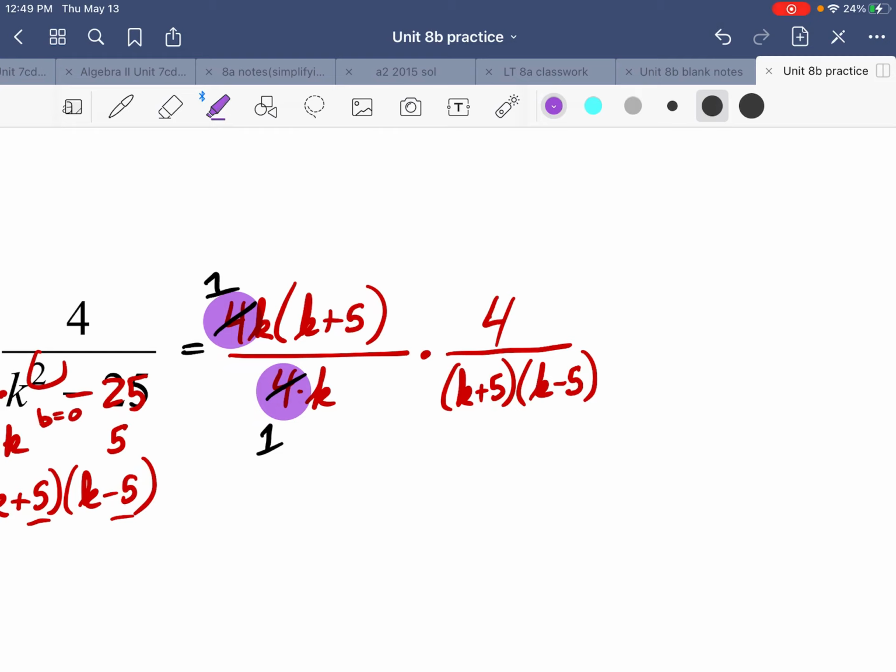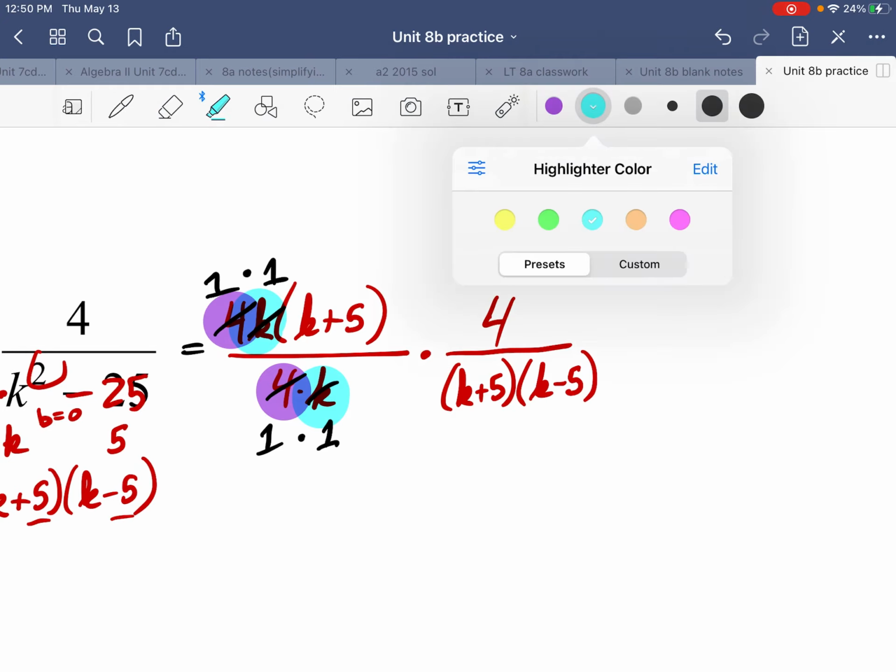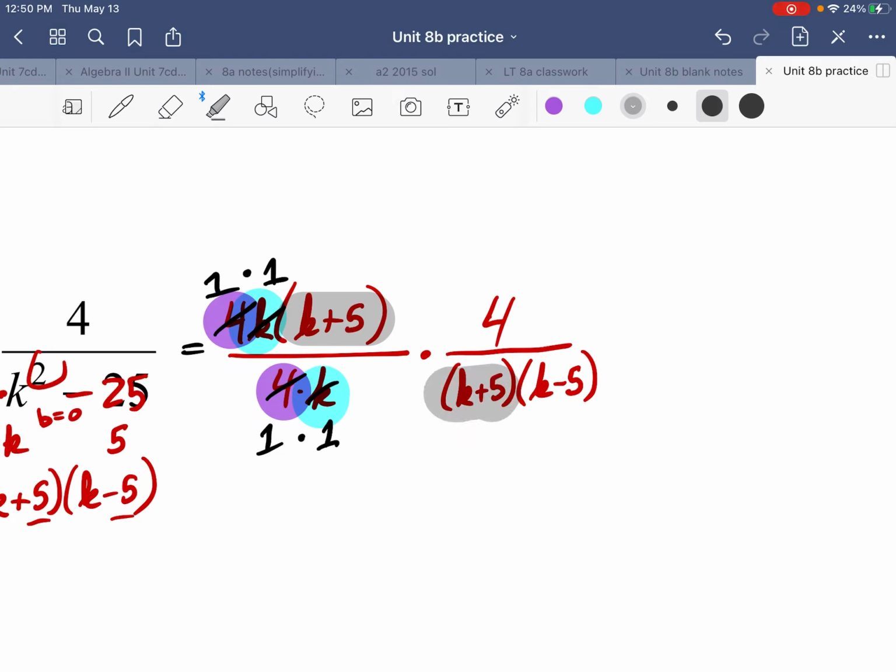We then also have, right next to it, this k, that monomial, and there's a k in the denominator of the monomial. K divided by k is also 1. Just got to remember these are multiplications in between. The next factor is k plus 5, and there is a k plus 5 in the denominator. So k plus 5 divided by k plus 5 is really 1.